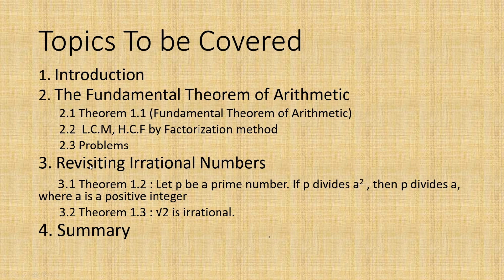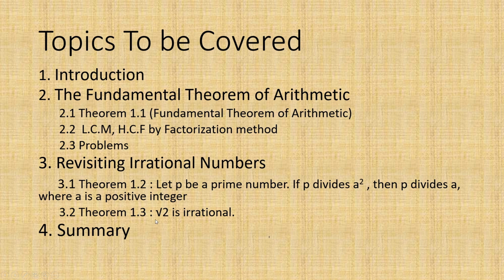In the next topic, we will see revisiting the rational numbers. Actually, this fundamental theorem mainly depends upon rational numbers. In the next concept, we will see irrational numbers, where there is one more theorem: let p be a prime number. If p divides a square, then p divides a, where a is a positive integer. That is, if a square is divided by p, then a is also divided by p. That is the theorem, and we will see its proof also.